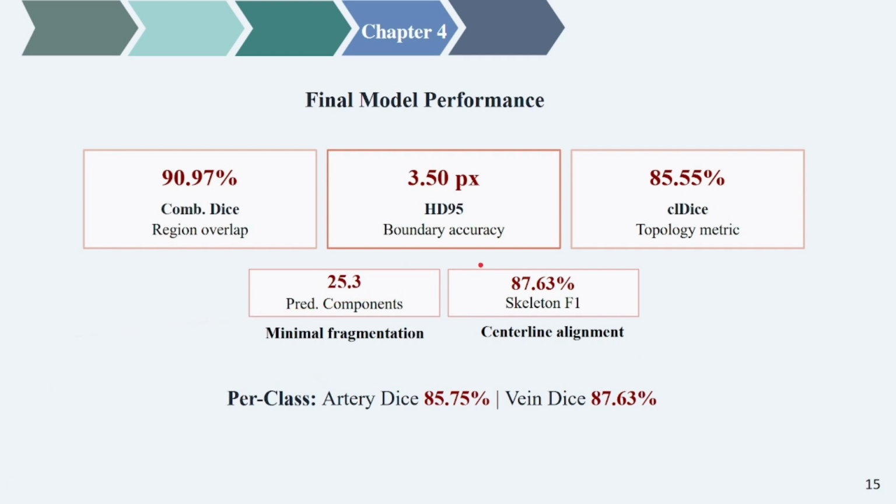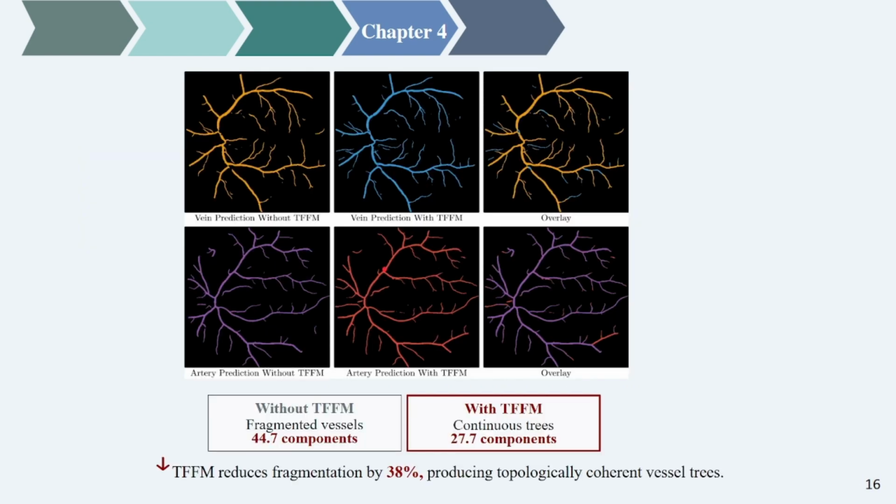With our final setup, TFFM plus hybrid loss, we achieved these numbers, a combined Dice of nearly 91%. And look at the predicted components, 25.3 per image, showing minimal fragmentation. Here is a visual comparison. On the left, without the TFFM, you see broken branches and isolated segments. It looks like a shattered map. On the right, with TFFM, those gaps are filled, showing a reduction in fragmented components.